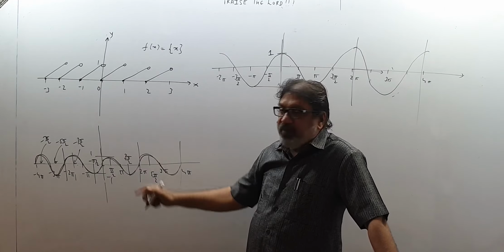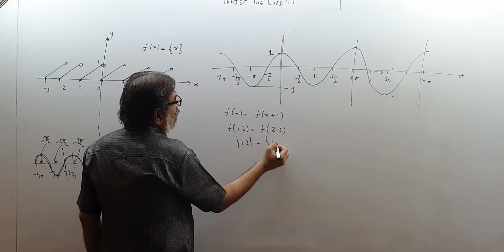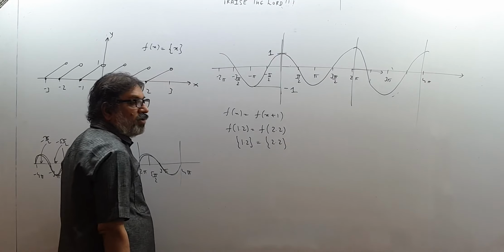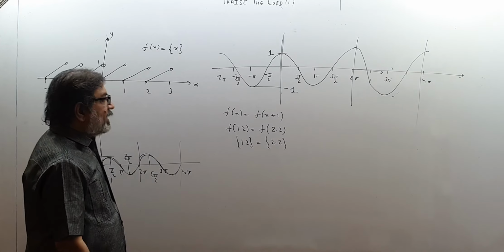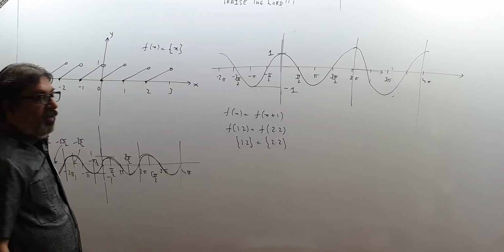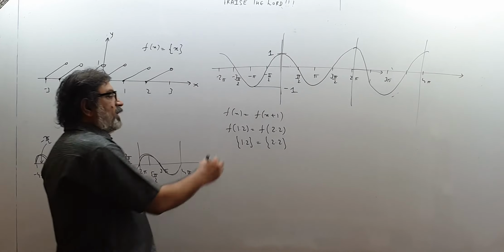Now take any value of x. Supposing I take x as 1.2. So this will be 2.2. Are they equal? f(1.2) means the fractional part of 1.2, and this means the fractional part of 2.2. Are they equal or not? Here the value will be 0.2, here also 0.2. Like that, you take any value of x, find out f(x) and find out f(x plus 1). You will always find them to be equal. So f(x) and f(x plus 1) will always be equal because 1 is the principal period.